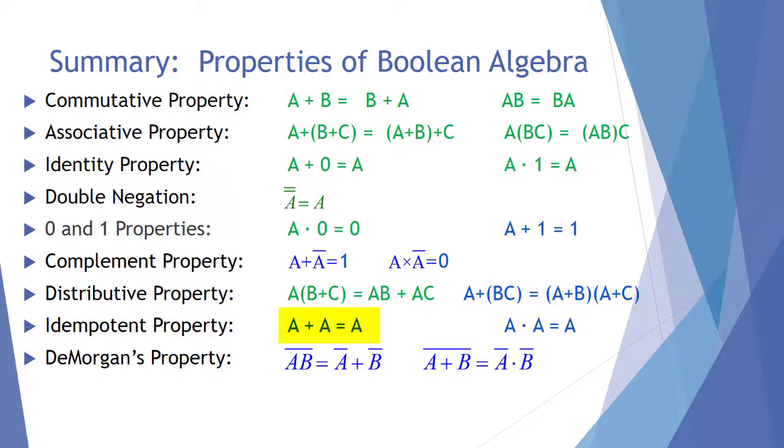The idempotent property says that A or A, A plus A, is just A, and A times A is still just A. And De Morgan's property says you can break the line and change the sign. So the negation of AB is the negation of A plus the negation of B separately. Or the negation of A plus B is the negation of A times the negation of B separately. Make sure that you're comfortable with these properties. We're going to be using these throughout our lesson.